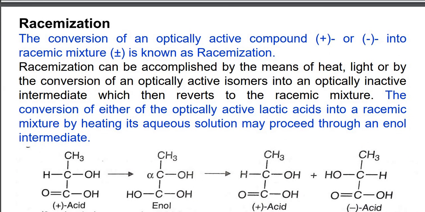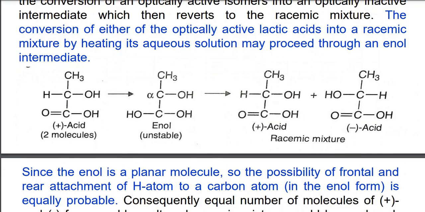So, racemization. The conversion of an optically active compound into a racemic mixture is known as racemization. Racemization can be accomplished by means of heat, light, or conversion of the optically active isomer into an optically inactive intermediate, which then reverts to the racemic mixture. So the conversion of either of the optically active lactic acids into a racemic mixture by heating its aqueous solution may proceed through an enol intermediate. You can see the plus form, enol form, and minus acid and racemic mixture.